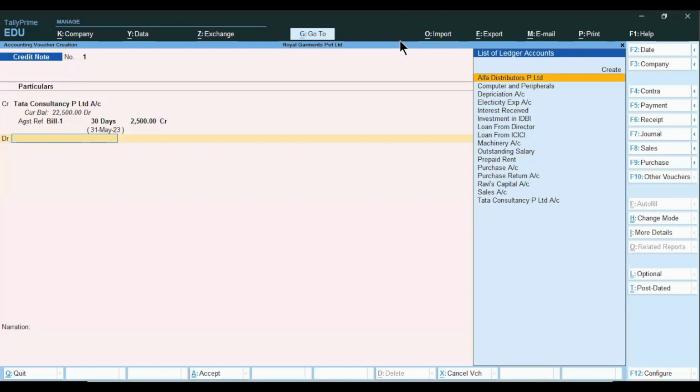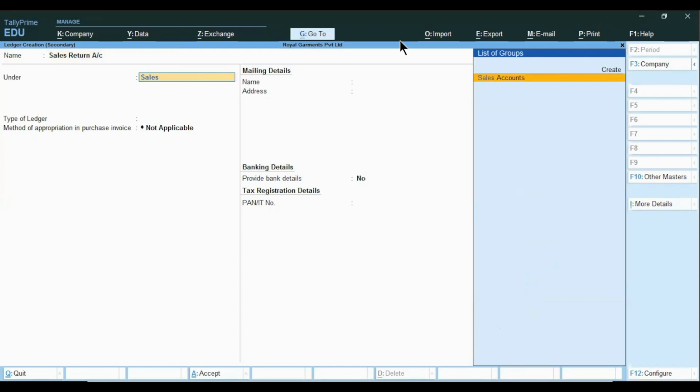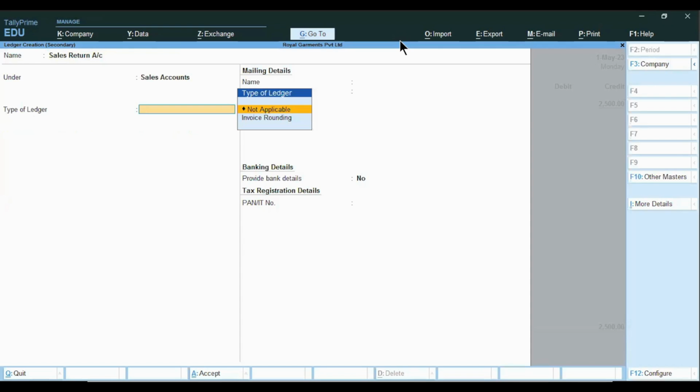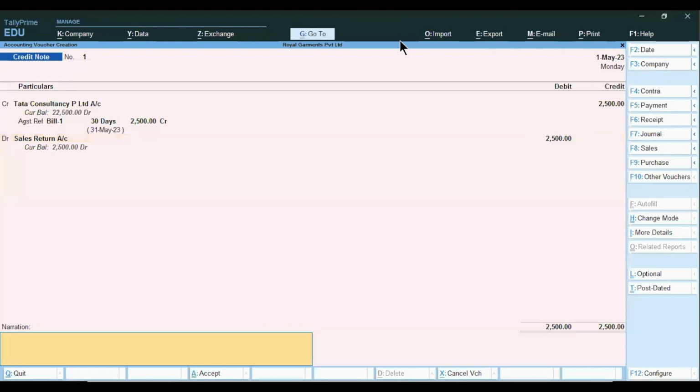Debit will go to sales return. So we don't have this ledger. If you check over here, we don't have that ledger. So we will create it as a sales return account. And this also comes under the sales account group. Rest of the things as it is. Ctrl A, 2500. Give the narration: being goods returned by the debtor.